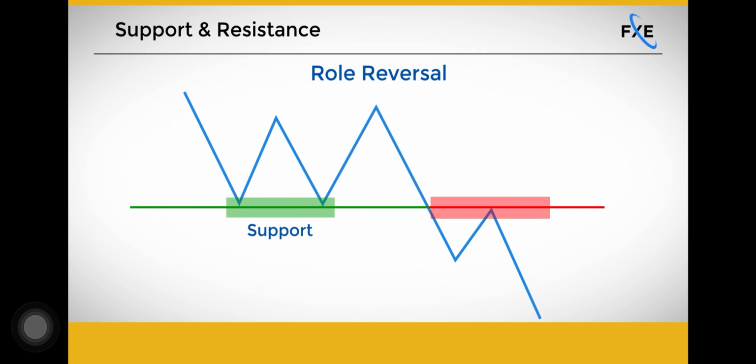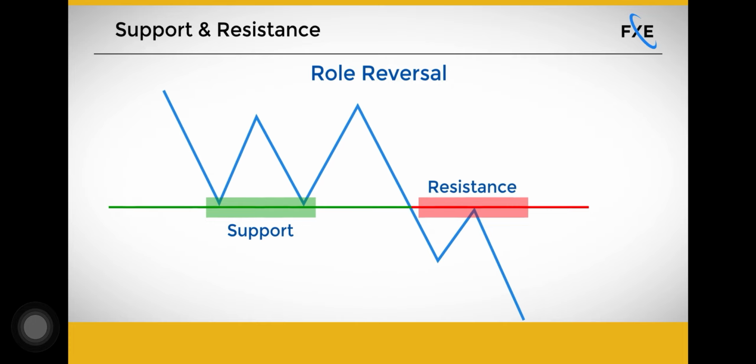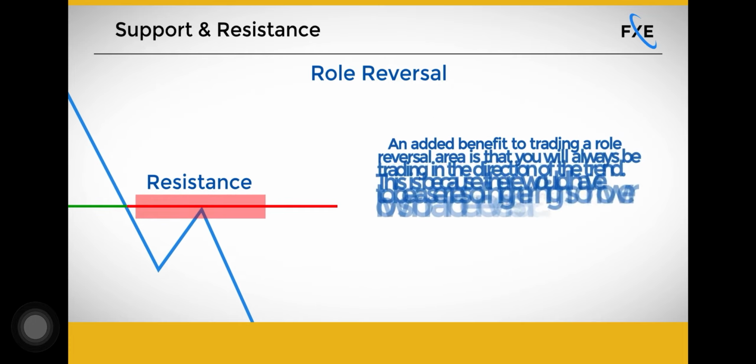Again, in normal trading conditions, you would have to wait for at least two touches of a zone before you could expect it to be a resistance level and draw a horizontal line. But when price pulls back to an area that provided recent support, the level would be expected to provide resistance on the first touch. An added benefit to trading a role reversal area is that you will always be trading in the direction of the trend.